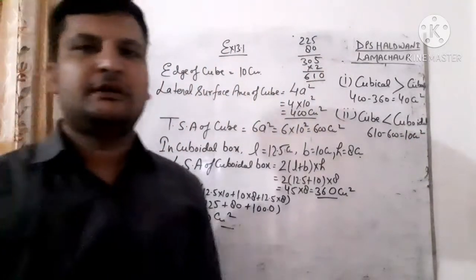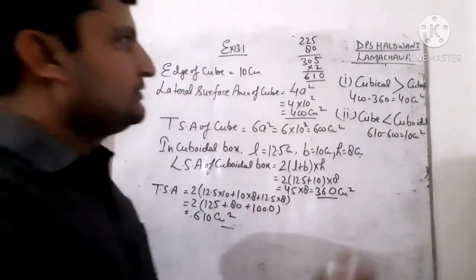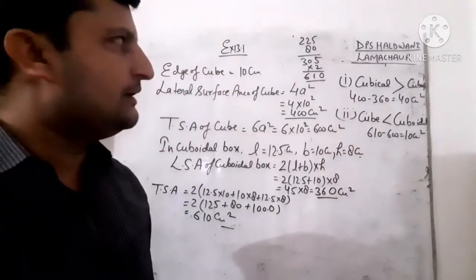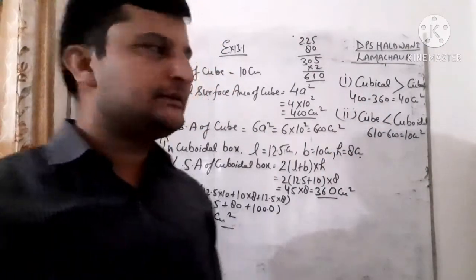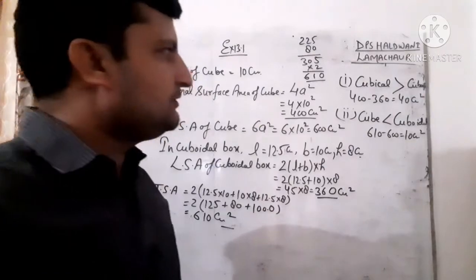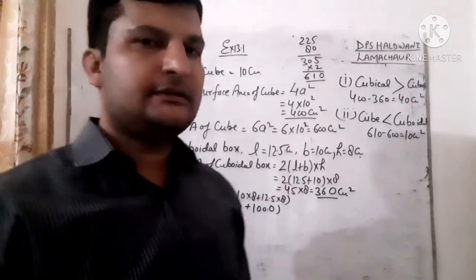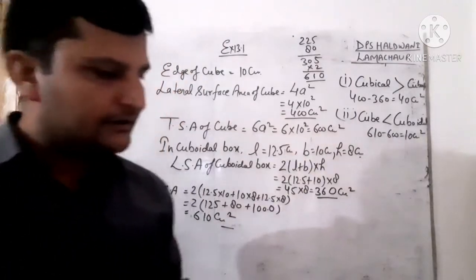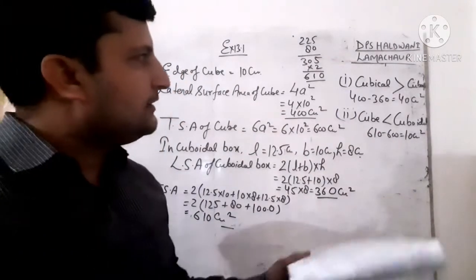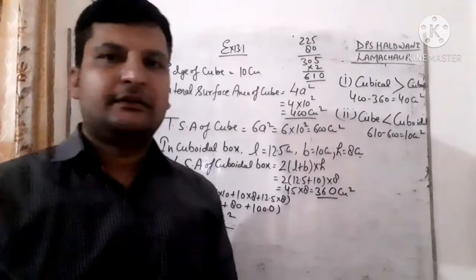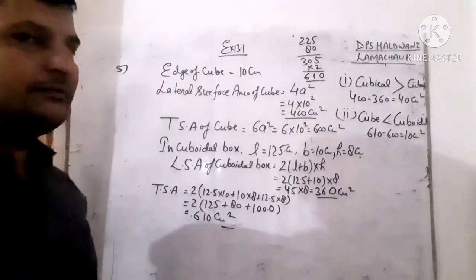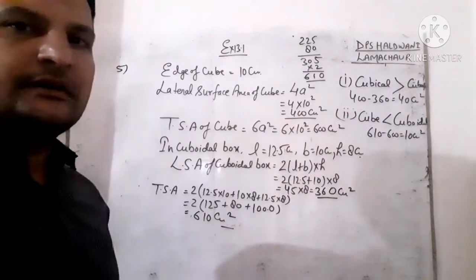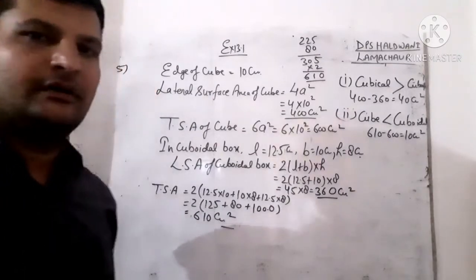So the students, two answers are coming. First one is cubical is greater than cuboidal, 400 minus 360, that is coming 40 centimeter square. And in second one, cube is less than cuboidal, that is coming 610 minus 600 centimeter square. So student, we can do it like this. So this question we have completed now. Now after this we will do the next question. So student, pause the video and note it down.